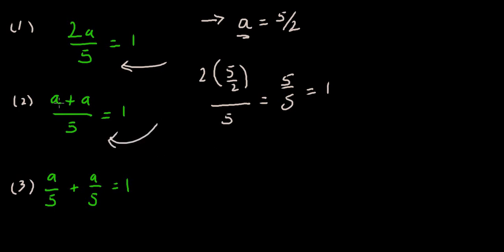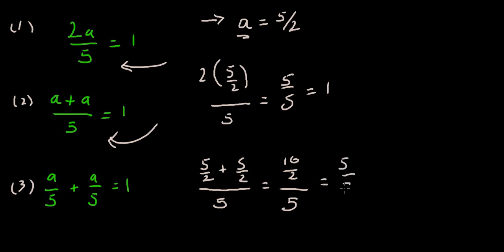So what do we have here? We have a plus a, which is 5 over 2 plus 5 over 2 divided by 5. Now 5 over 2 plus 5 over 2 is 10 over 2. So we have 10 over 2 divided by 5. We know that 10 over 2 is 5. And so again we have our 5 over 5 equals 1. So we know that equation 1 and 2 are both equivalent equations. Let me just delete this.